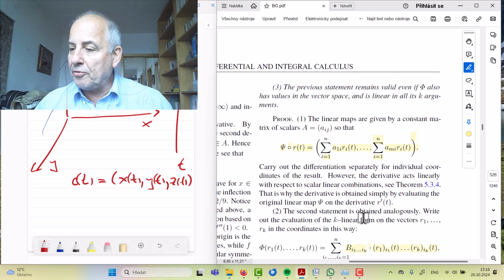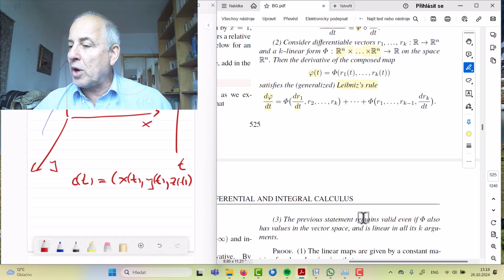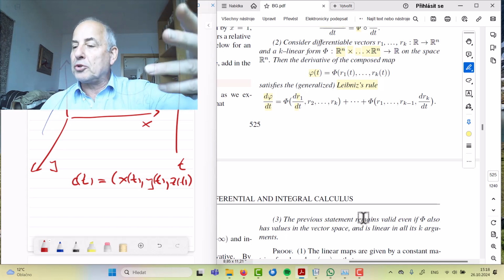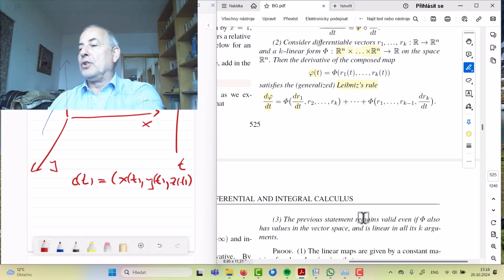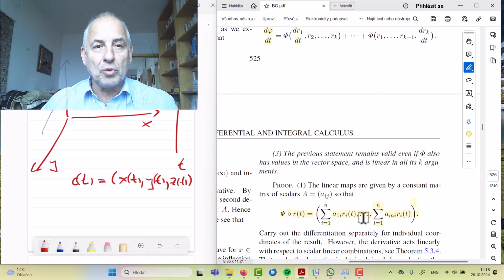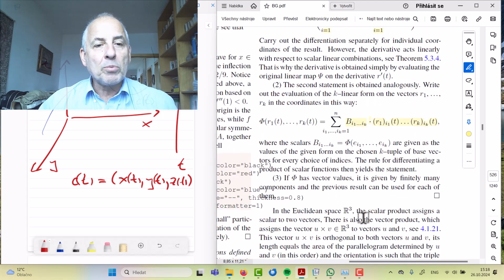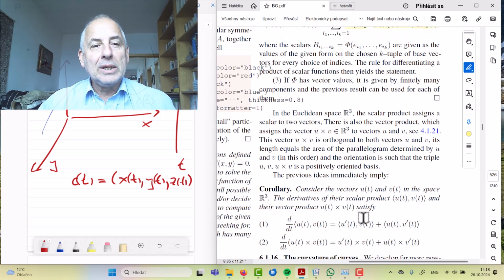Of course, if I do the same as the previous one, but it won't be a k-linear form, but the values will be in some other vector space, then component-wise it will be this, and therefore it will hold true as well. So that's the sort of beginning of the vector calculus.